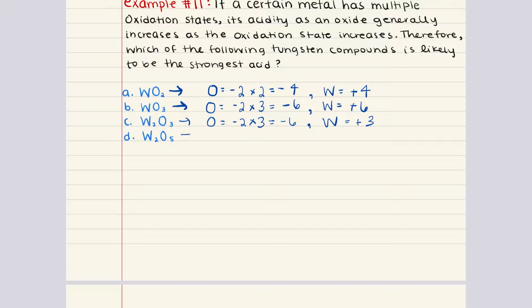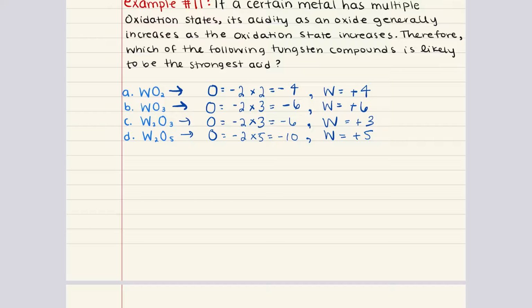Then for our last and final answer choice, again, oxygen -2 oxidation number, and then we have 5 oxygen atoms. This gives us -10. This is a neutral compound. To ensure that the sum of the oxidation numbers equals 0, tungsten has to have an oxidation number of +5 because we have 2 tungsten atoms. This gives us -10 plus 10, that equals 0.